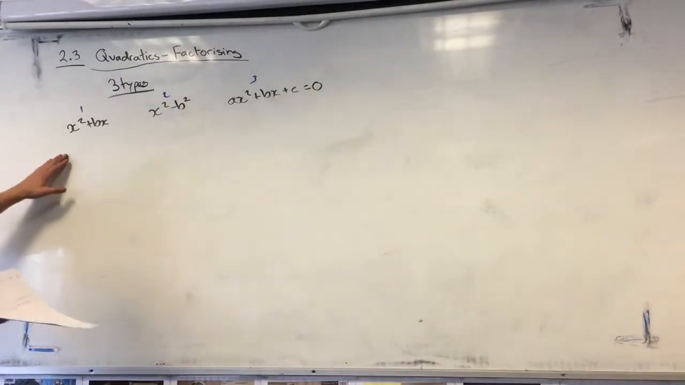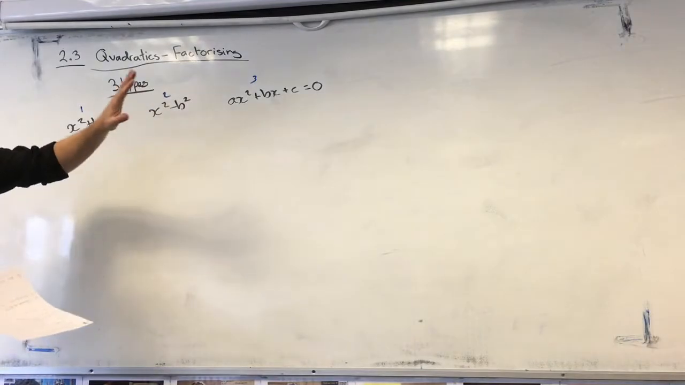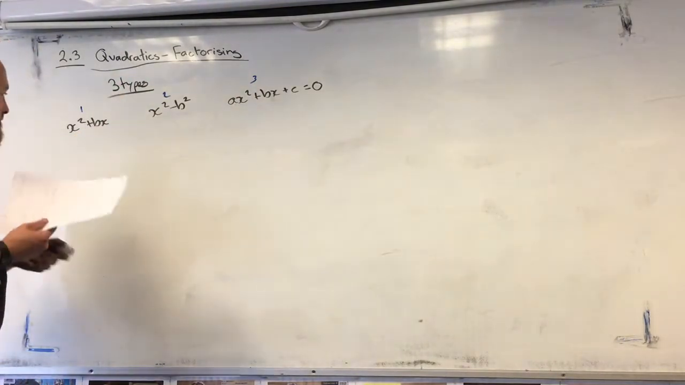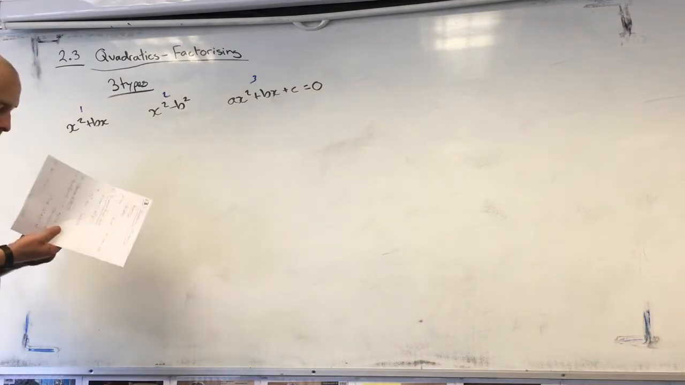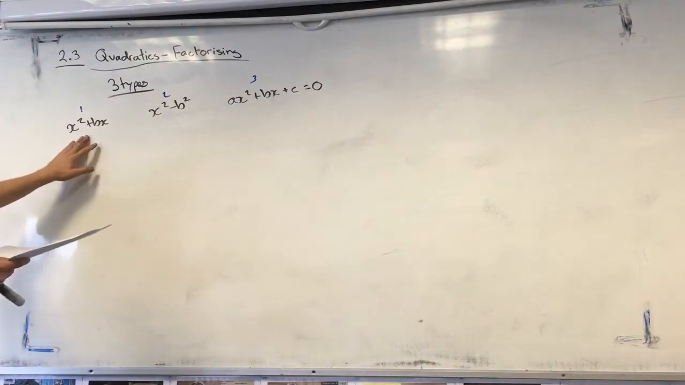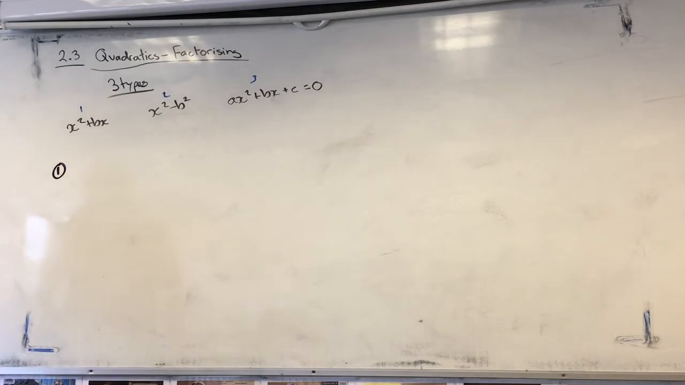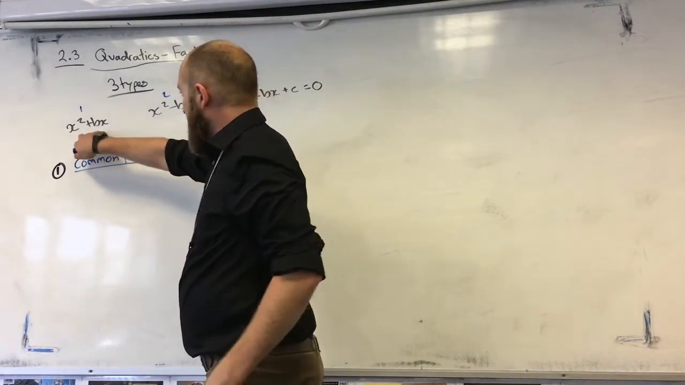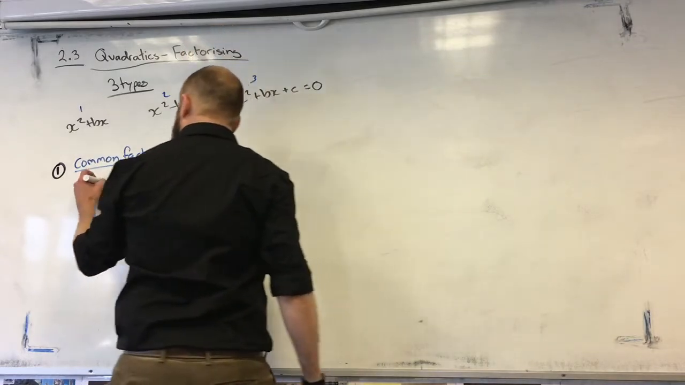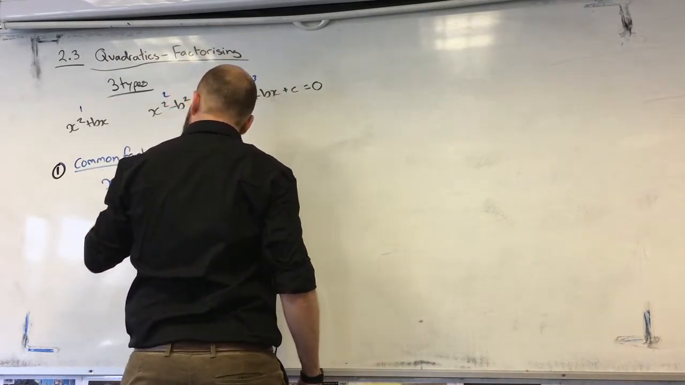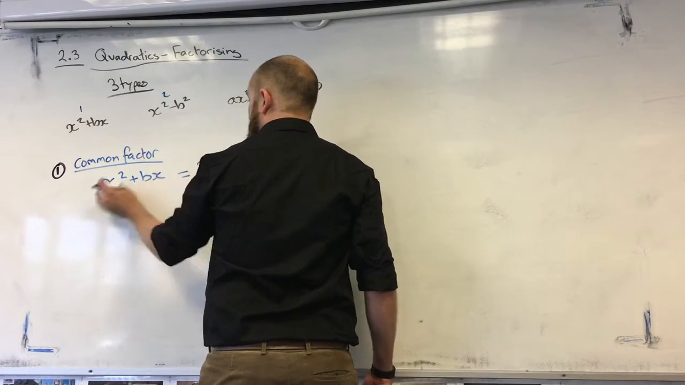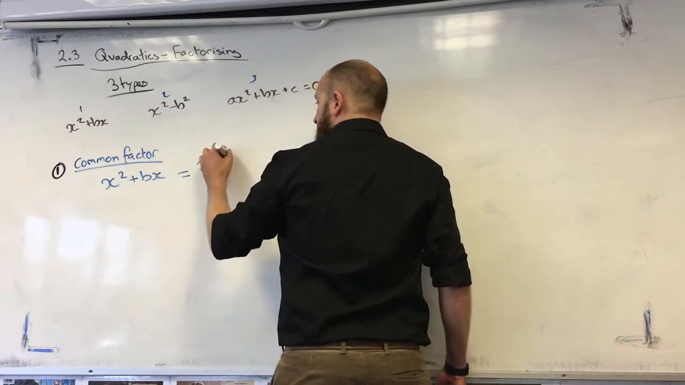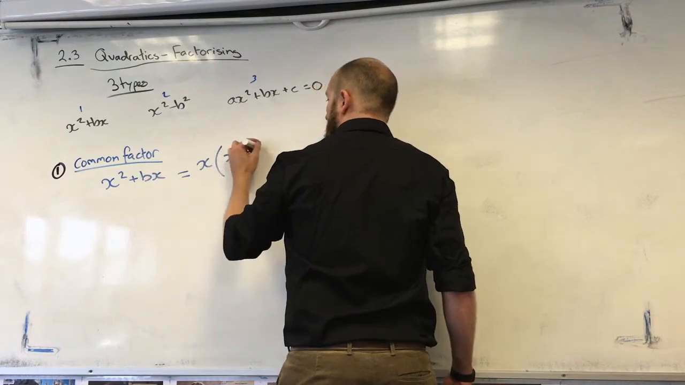So there are three main types of quadratic. You'll have seen this one before, lots, you might not have seen these two as often, so we'll go through the methods to factorise them now. The first type is when you've got a common factor of x. Because we've only got two terms, and both have an x in them, we can take out a common factor of x squared plus bx. Both terms have an x, so pull that outside the brackets.